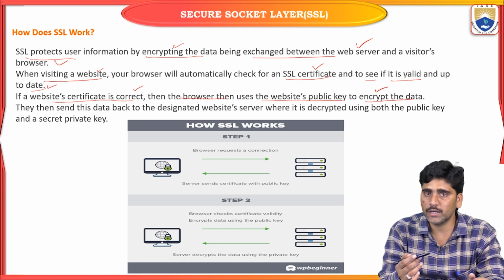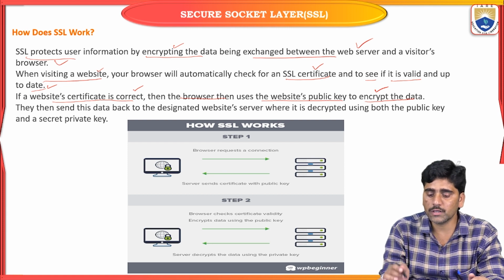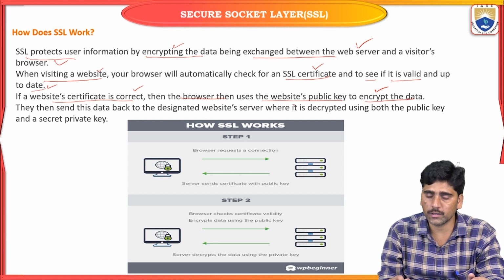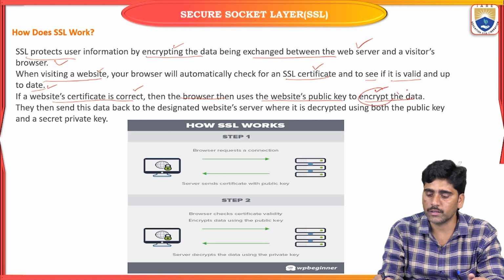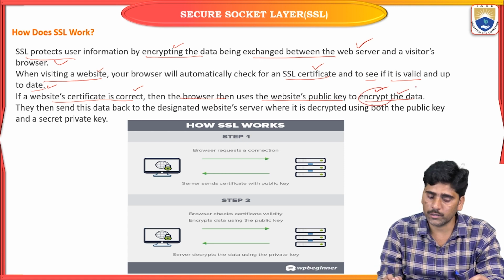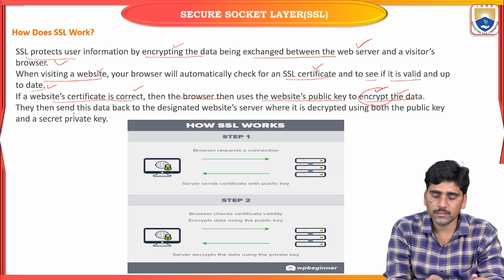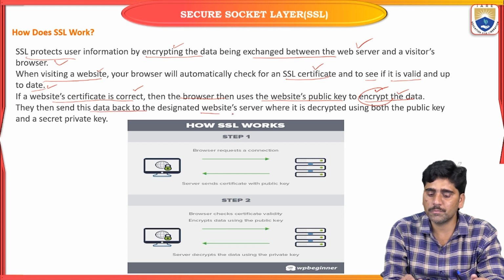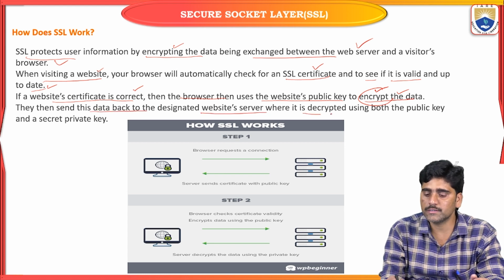So if the website certificate is correct, what is the browser doing here? The browser uses the website's public key to encrypt the data. Then it sends this data back to the desired website server, where it is decrypted using both the public key and the secret private key.